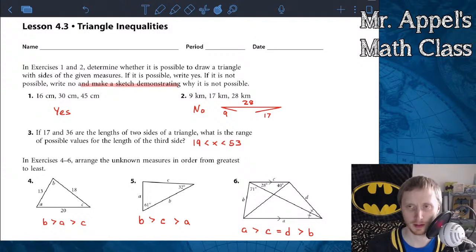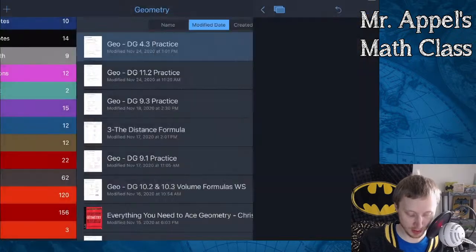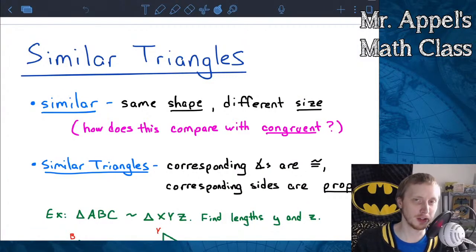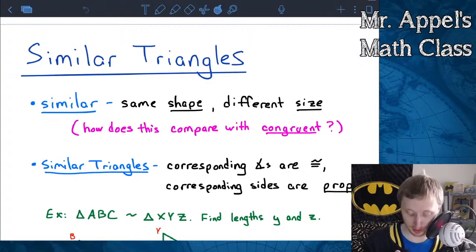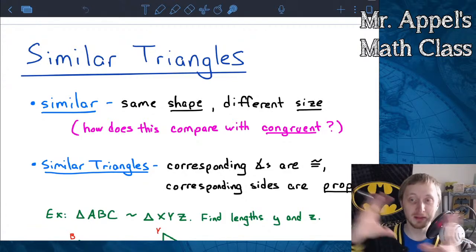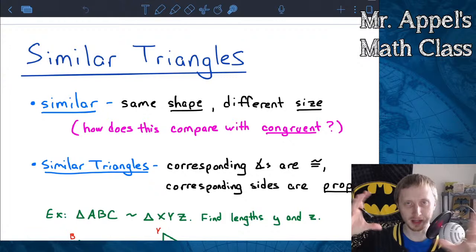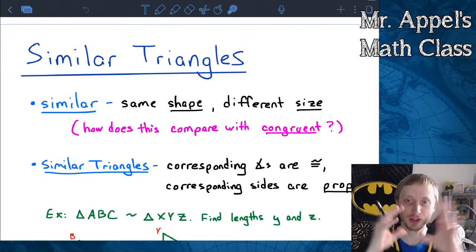All right, then let's jump to the new stuff for today, and that is similar triangles. A different way to describe things, not quite equal. They are similar. What does similar mean? Similar means they are the same shape, but of a different size. So I've scaled them down, smaller or bigger, but I've kept it exactly the same proportions.